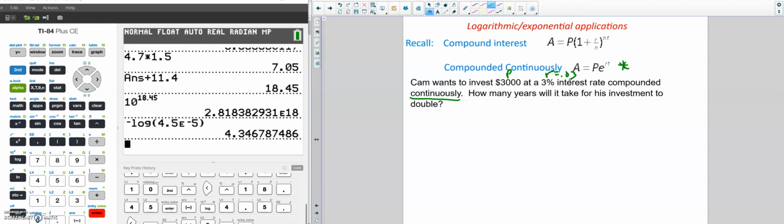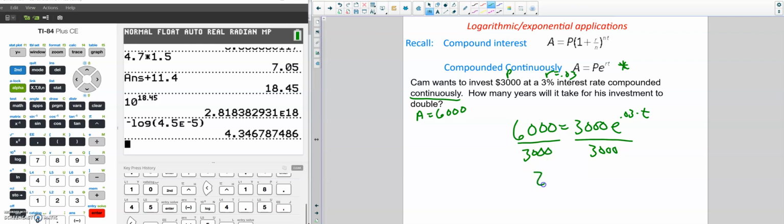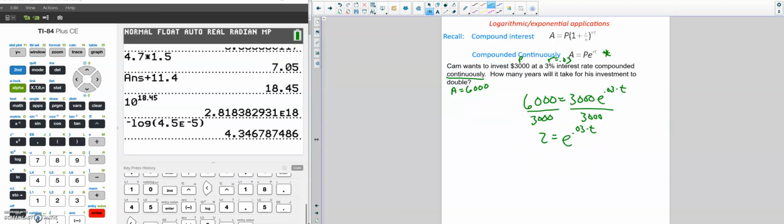And then we want to figure out how many years to double that. So that means that our A is going to be double 3,000, which would be 6,000. So we can use this to say 6,000 equals 3,000 E to the 0.03 times T. And then we just solve for the E, and so we're going to divide by 3,000. So we get 2 is equal to E to the 0.03 times T. The only way we can get the T out of the exponent is if we are able to rewrite, or you can take the natural log of both sides, however you want to think about that. And so we're going to say that this is the natural log of 2 is equal to 0.03 times T.